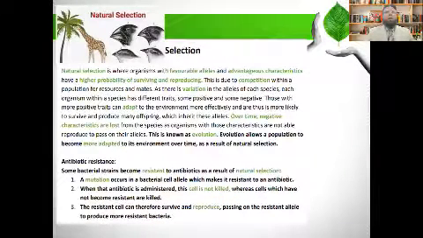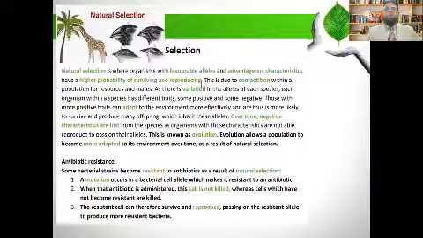Now we are going to talk about selection. Actually, there are two types of selection. One type we call natural selection, and the other is artificial selection. So what is natural selection? Natural selection is where an organism with a favorable allele and advantageous characteristics has a higher probability of surviving and reproducing. This is due to competition within the population for resources and mates.